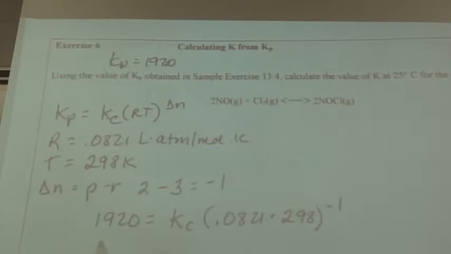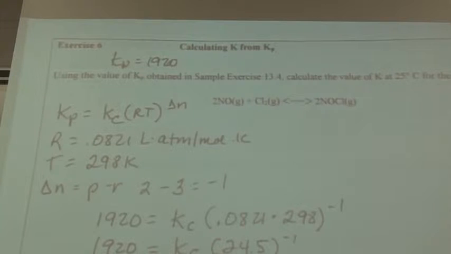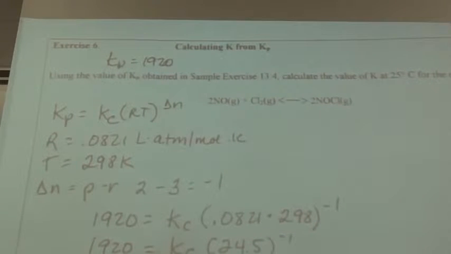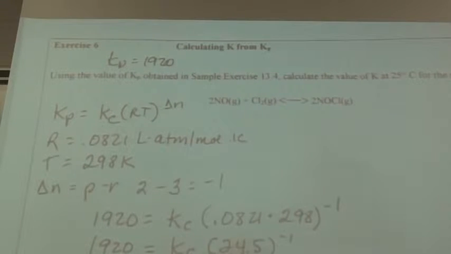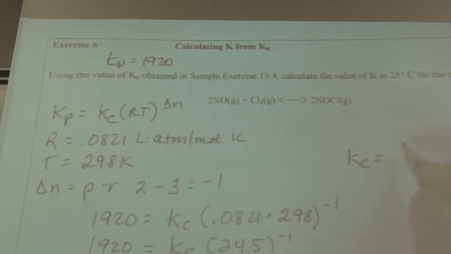I think I got 1920 is equal to Kc times 24.5 raised to the -1. And then 1920 is equal to 0.0408 Kc. Kc is equal to 47,058.